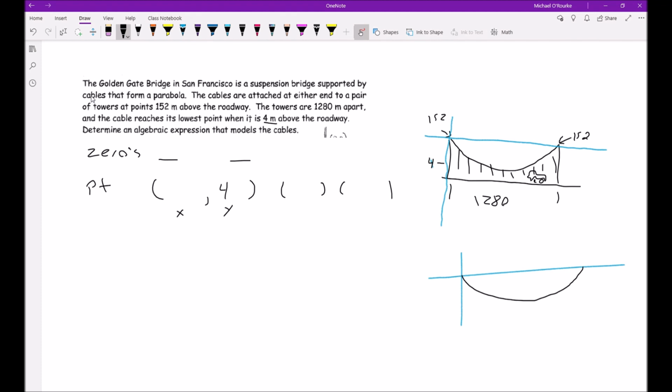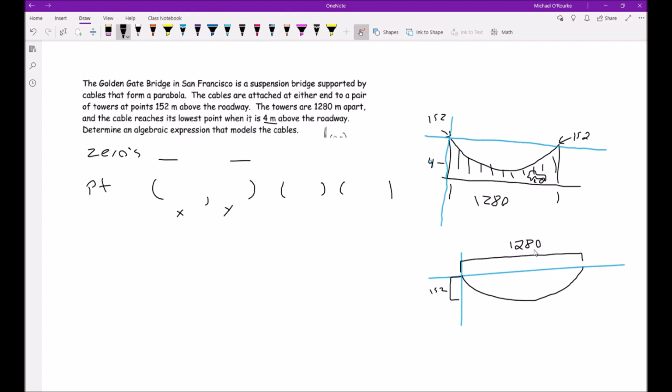Actually, I think I'm wrong there. Actually, that's not that. Okay. So that there is 152 altogether. This here is 1280 altogether. Okay.